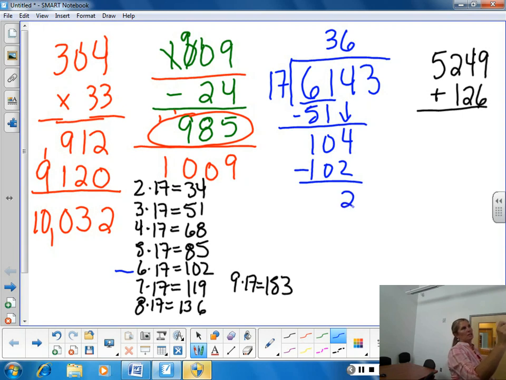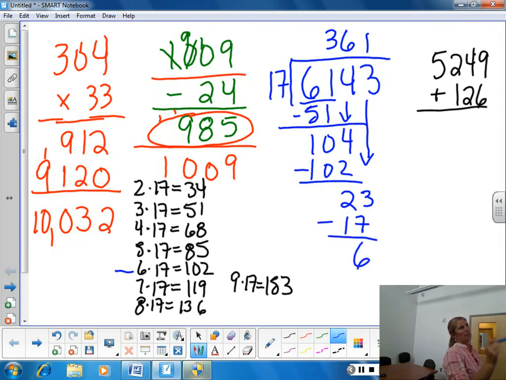Subtracting, I get 2. And then I'm going to bring down the next number, 3. How many times does 17 go into 23? 1 time. Subtract, and I get 6. And so my answer in fraction form is 361 and 6/17.